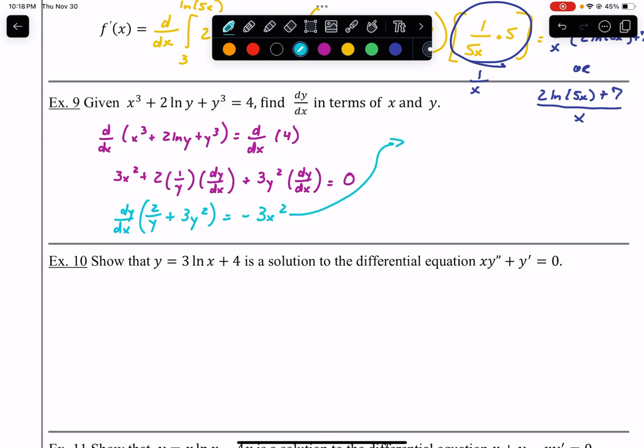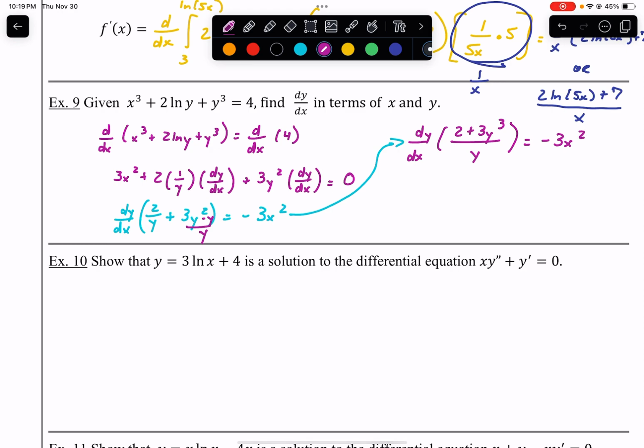Now at this stage, I would definitely get a common denominator here. I would not try to divide by this and then end up with a complex fraction there. I would go ahead and get my common denominator. That's what I would do. So I'm going to go ahead and multiply by y on the top and the bottom here. So I'm going to rewrite this completely. dy/dx times (2 plus 3y cubed) over y equals negative 3x squared.